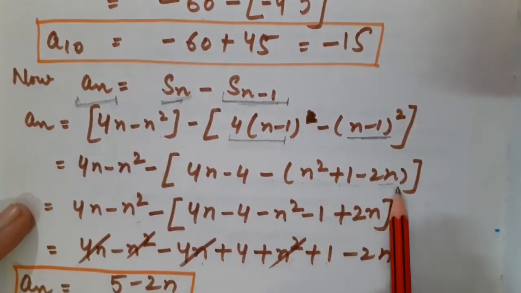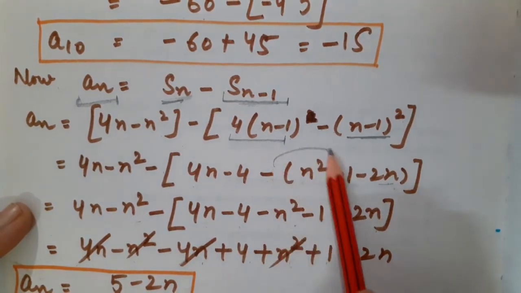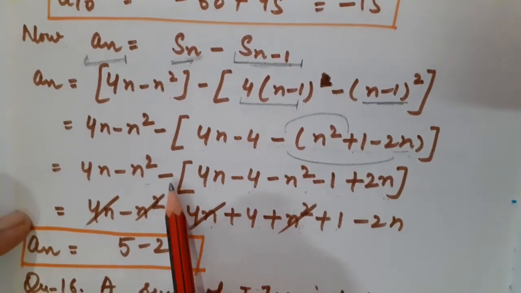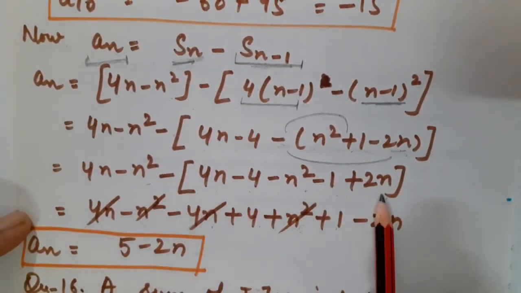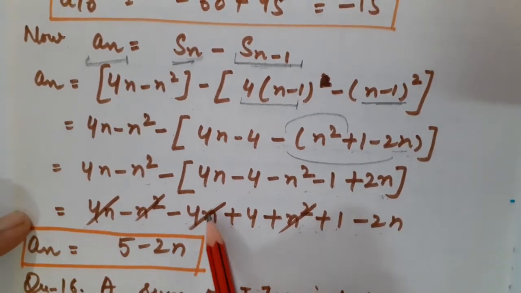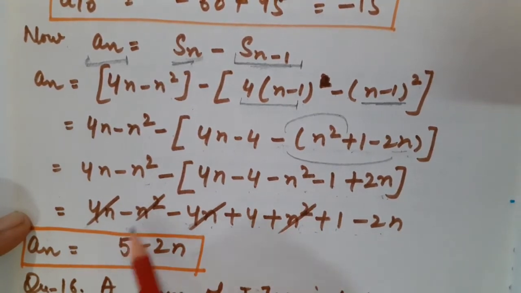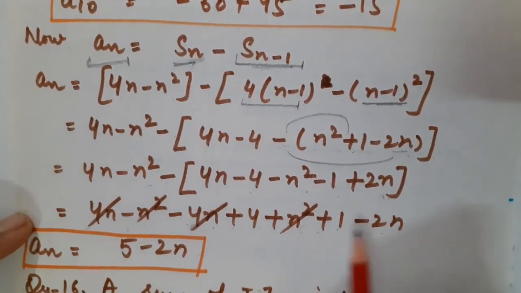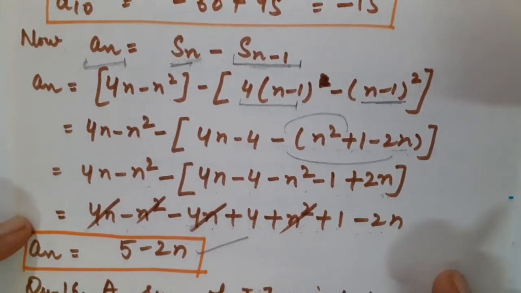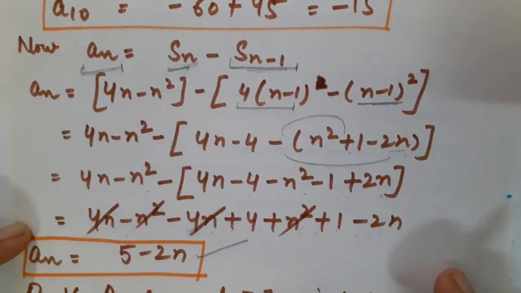Taking this minus sign inside the bracket, I will be getting 4n minus 4 minus n square minus 1 plus 2n. Fine. Now again this minus sign is entering inside this big bracket, so again the sign of each and every term will be changed. This 4n and 4n are going to be cancelled. n square is going to be cancelled with n square also. So what I have got? I have got 5 minus 2n as the nth term, when I will be knowing about the sum of first n terms of an AP. Correct, students?